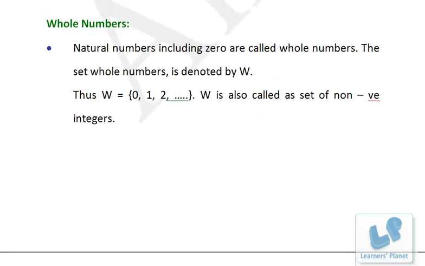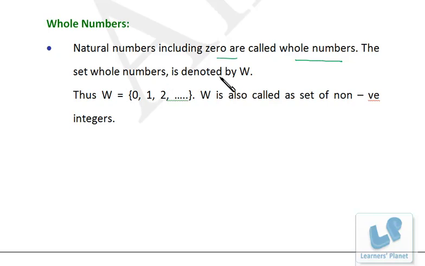Now we have whole numbers. We have discussed natural numbers. In natural numbers, 0 is not there. But in the case of whole numbers, one more element, 0, is there. So the set of whole numbers has one more element than natural numbers. In natural numbers the counting starts from 1, 2 and goes till infinity. In whole numbers, the set starts from 0. 0 is also an element of whole numbers. So natural numbers including 0 are called whole numbers.